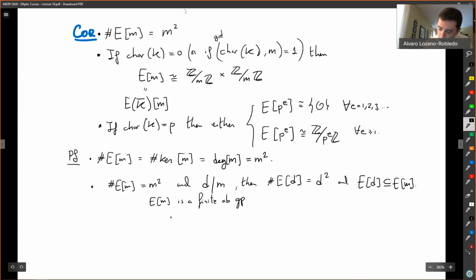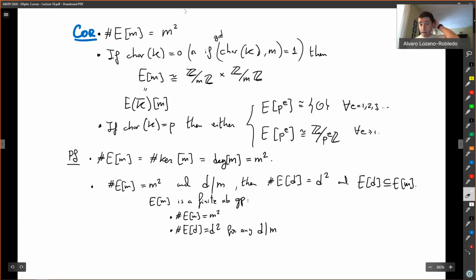with the following properties. The size of E[m] is m squared. The size of the points whose order divides d, when d divides m, is d squared for any d dividing m. Then I claim that E[m] has to be exactly Z mod mZ cross Z mod mZ.